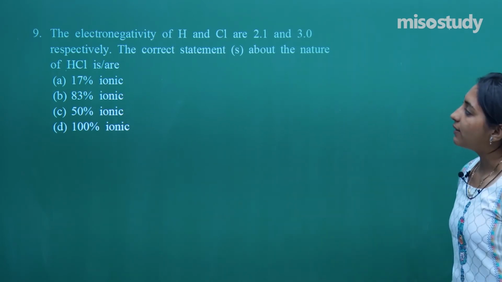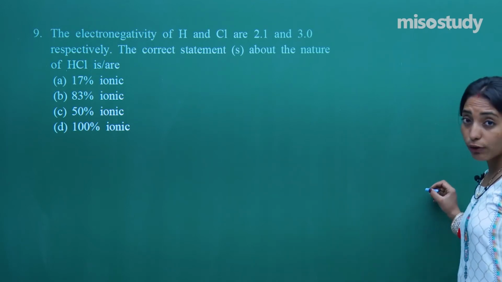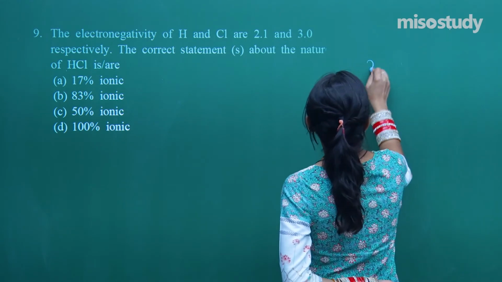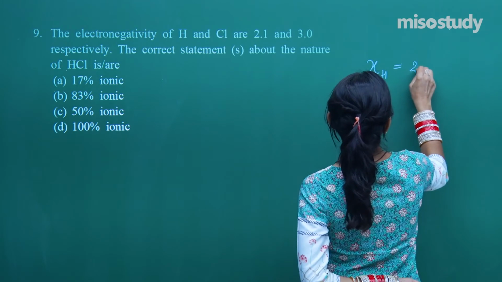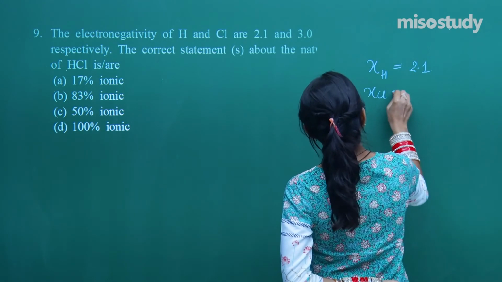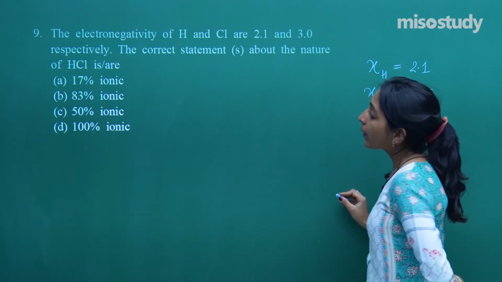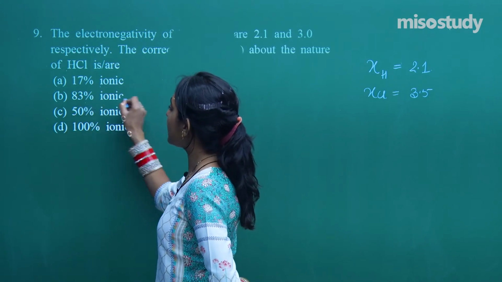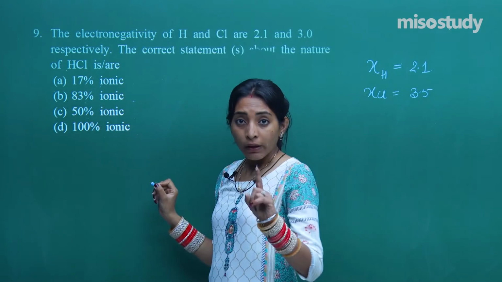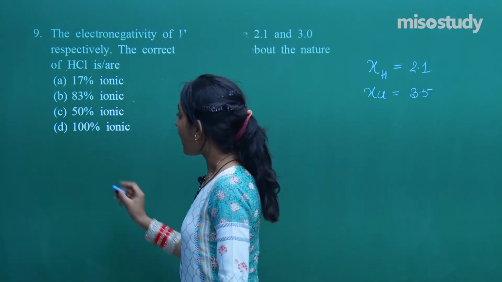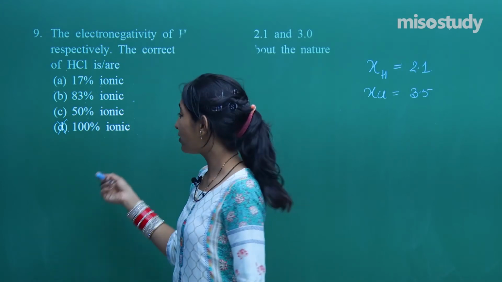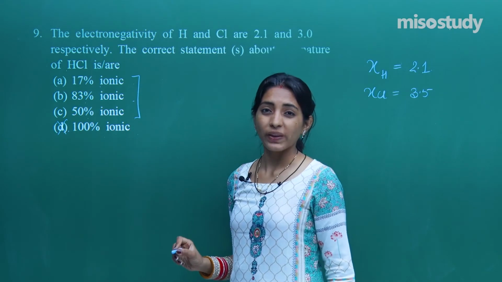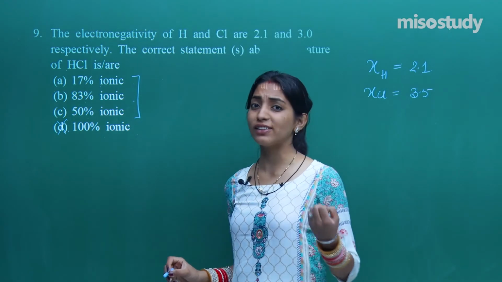The 9th question says electronegativity of hydrogen and chlorine are 2.1 and 3.0. So electronegativity of hydrogen is 2.1 and electronegativity of chlorine is 3.5. The correct statement about the nature of the HCl bond is: 17% ionic, 83% ionic, 50% ionic, 100% ionic. First of all, I am very clear that HCl is a kind of covalent compound, so it's not 100% ionic. Left out options are 17, 83, 50. That means it's a simple question of calculation of percentage ionic character.